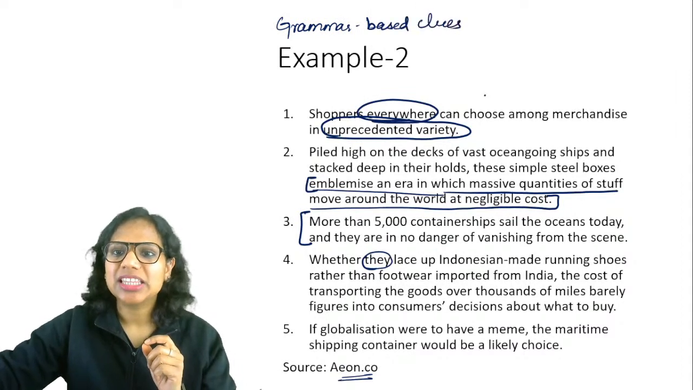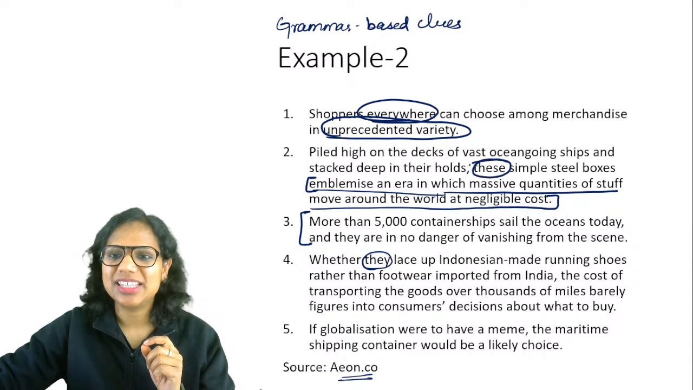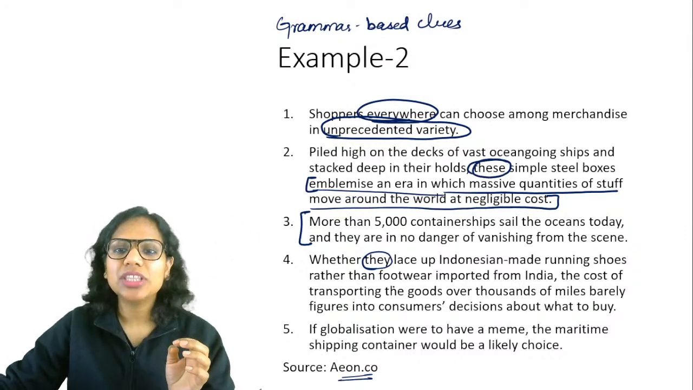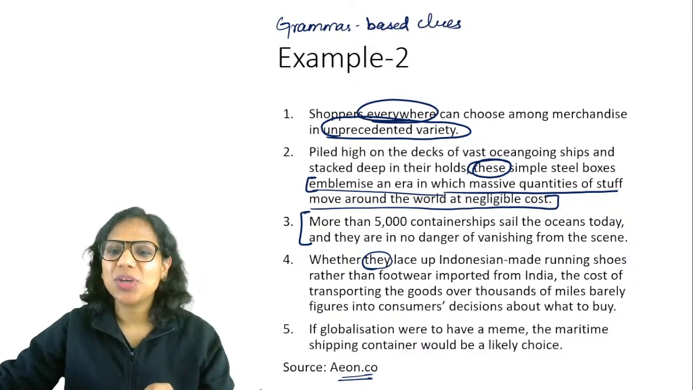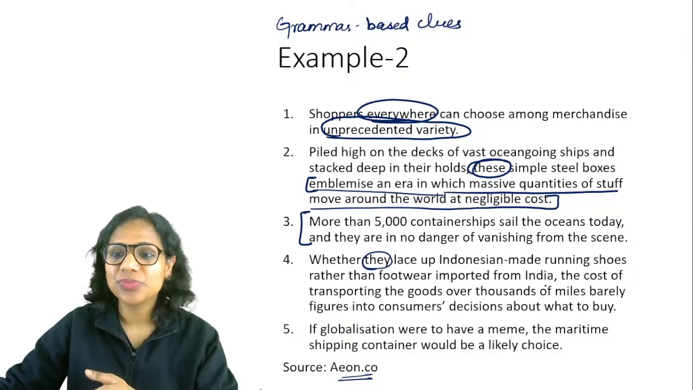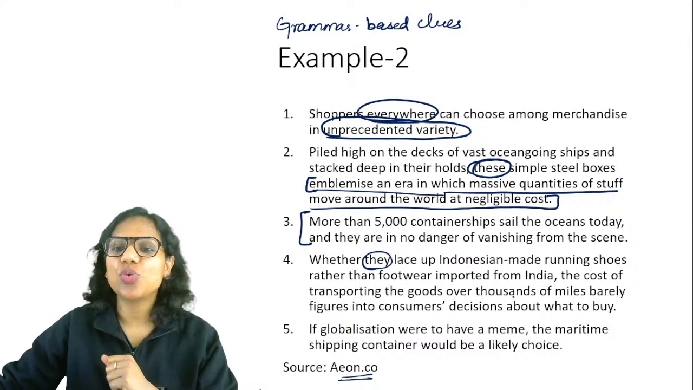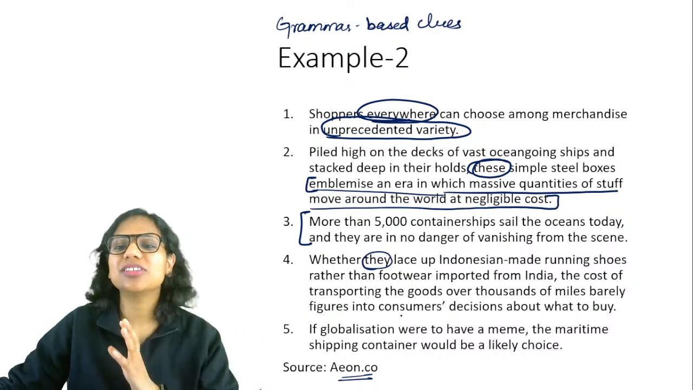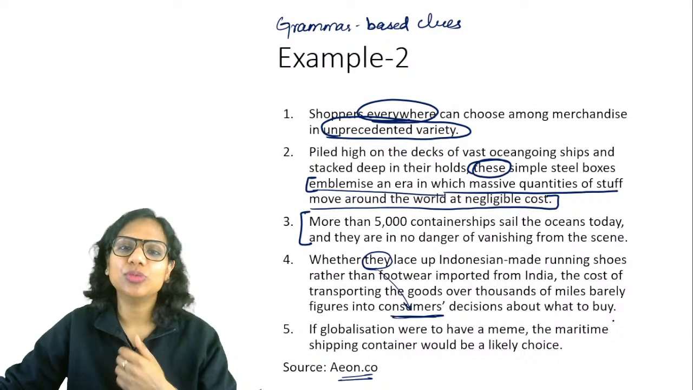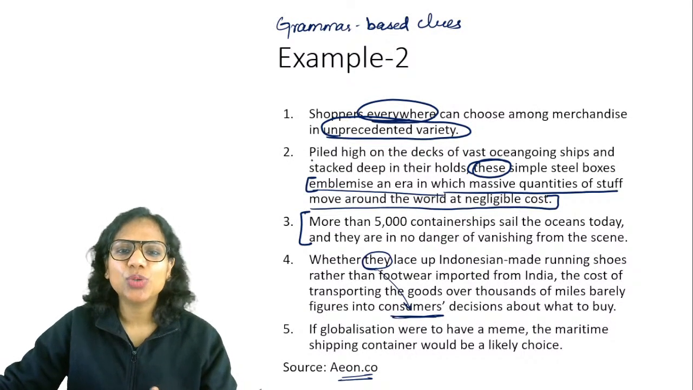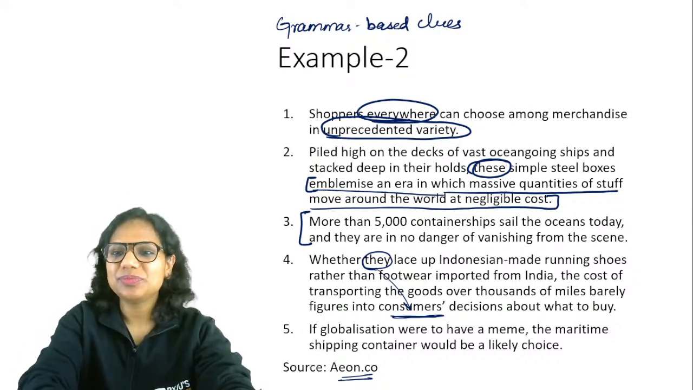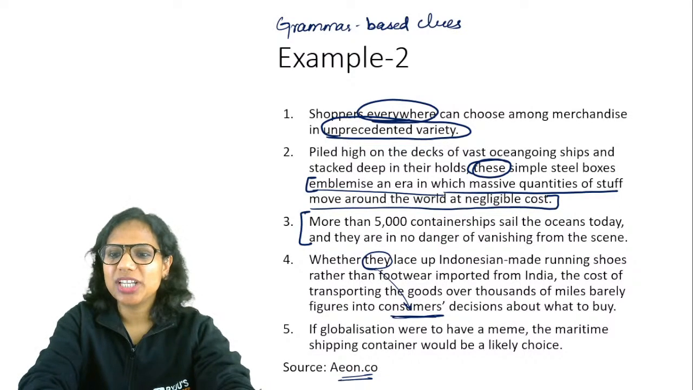So for instance, these simple steel boxes, that means probably I have talked about these steel boxes earlier. Yes. Whether they lace up, somebody is tying their laces, whether they lace up Indonesian made running shoes rather than footwear imported from India, the cost of transporting the goods over thousands of miles barely figures into consumers'. So they are consumers here. Into consumers' decisions about what to buy. Do you see that 2 and 4 are related? 2 and 4 are related, yes? So good. Those who earlier said 2 then changed their answer.